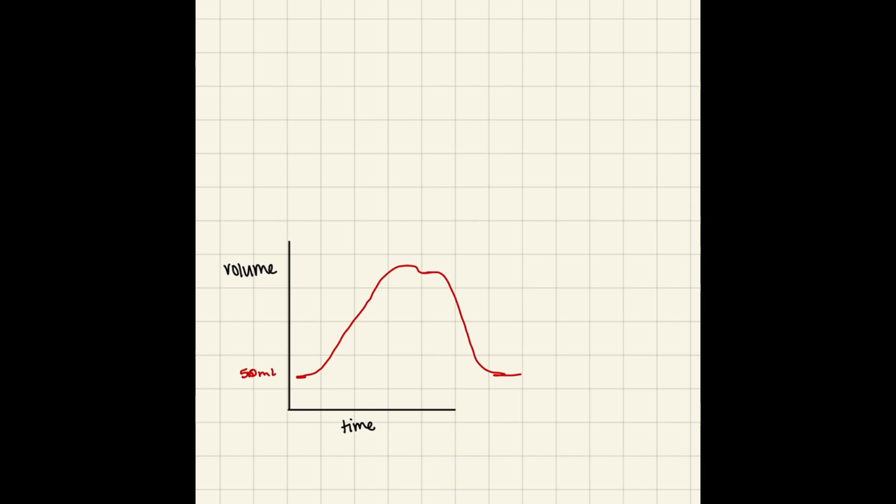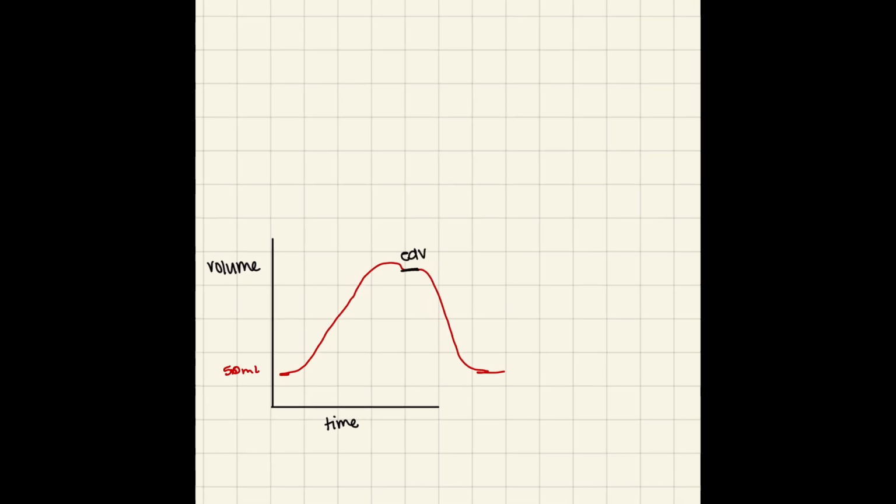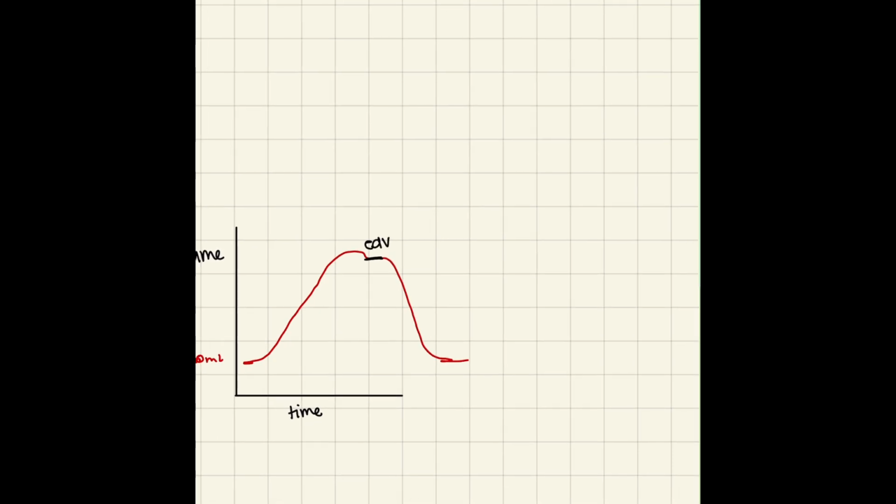This right here is end diastolic volume, EDV, because all of this, up to there basically, is just passive filling. And then this right here is atrial contraction. And then this is ventricular contraction, so that's systole. So this is end systolic volume.